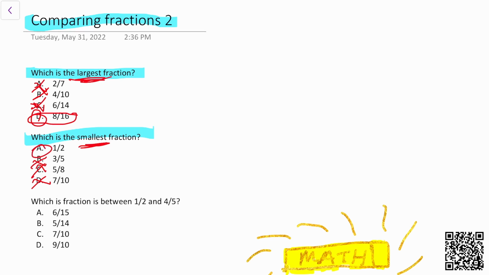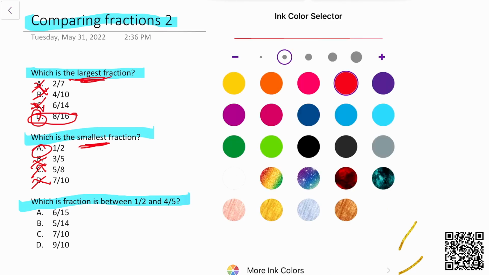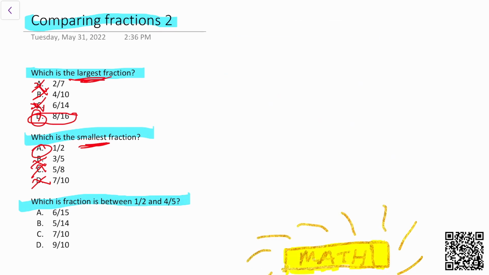Now our last question right now is which fraction is between 1/2 and 4/5? So then again, we look at said answer choices. And we have 6/15, 5/14, 7/10, and 9/10. So let's do a little comparing method here. So you have 1/2 and 4/5. So between, so this should be bigger and this should be smaller.